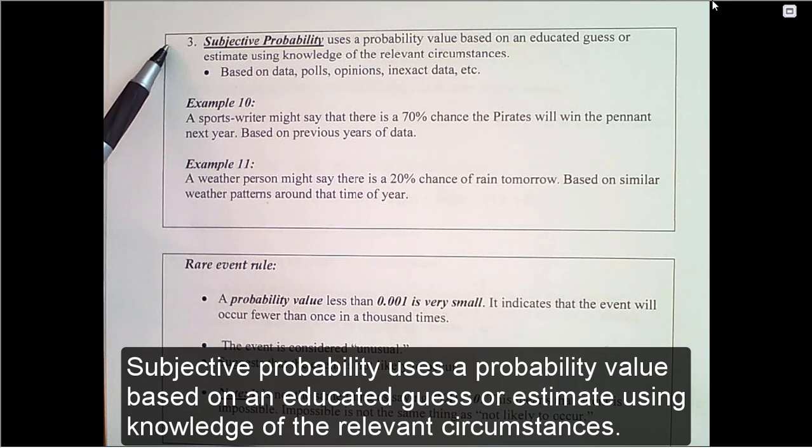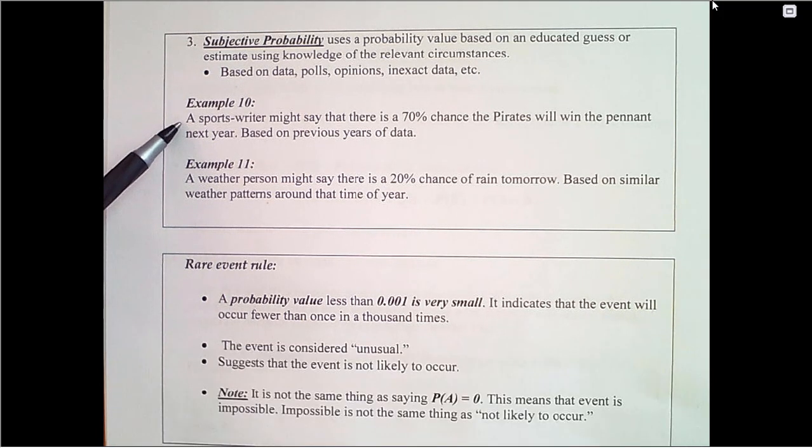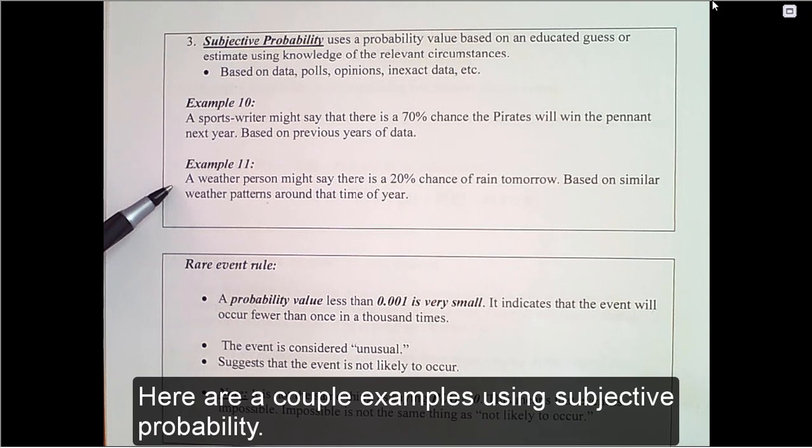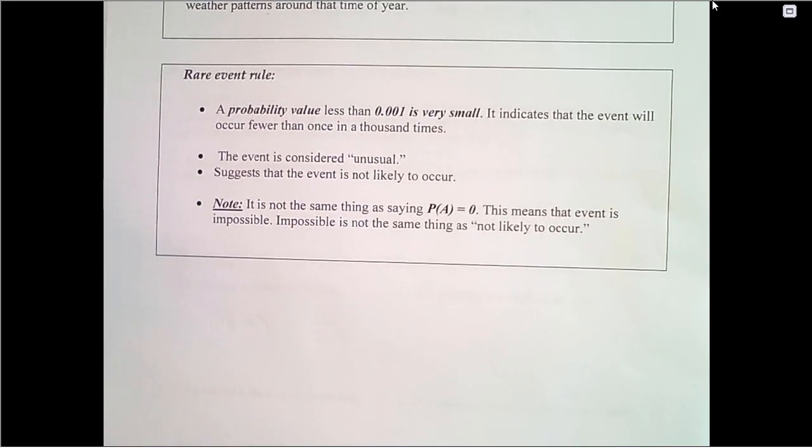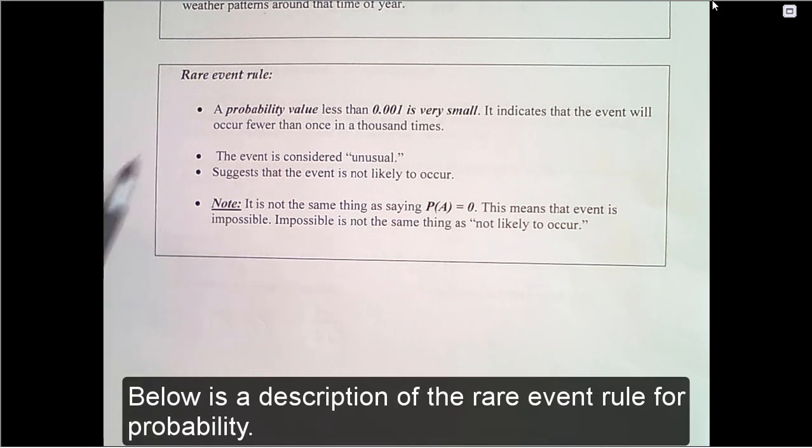Subjective probability uses a probability value based on an educated guess or estimate using knowledge of relevant circumstances. Here are a couple examples using subjective probability. Below is a description of the rare event rule for probability.